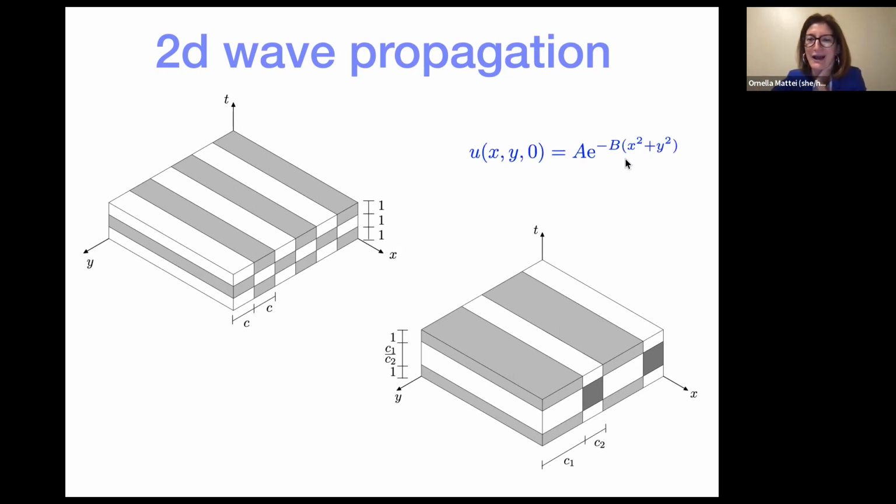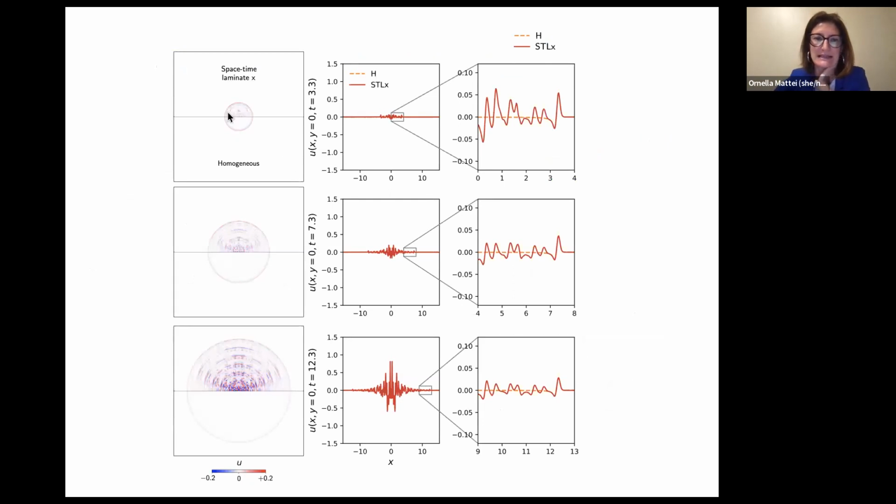But what if we have a pulse that is symmetric in X and Y? It's spherical. Well, these two designs are not going to work very well. And I'm going to show you what happens if you send in this pulse in the geometry in the top corner. So this is what you see. In these graphs, the top panel represents this space-time laminate, whereas the bottom one, the homogeneous case. And in the middle, you see the amplitude of the wave as it travels through this material. Again, I'm looking at a Gaussian.